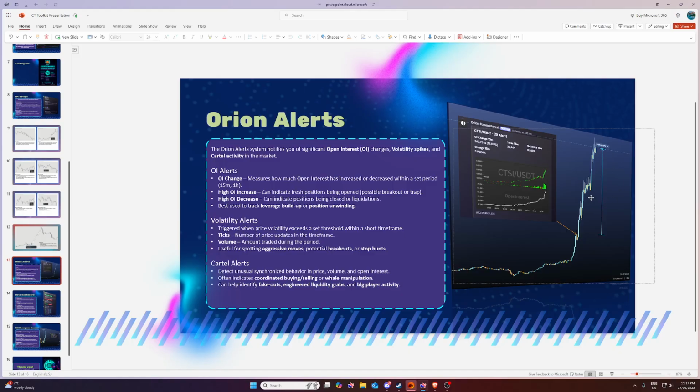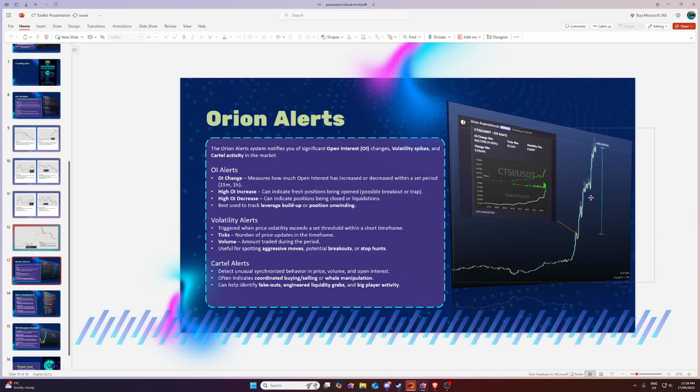So it's a very high potential tool to help you catch these high momentum moves, and that's why I find it very helpful. If your style of trading is catching high momentum moves, catching a trend, the open interest alert is very useful.